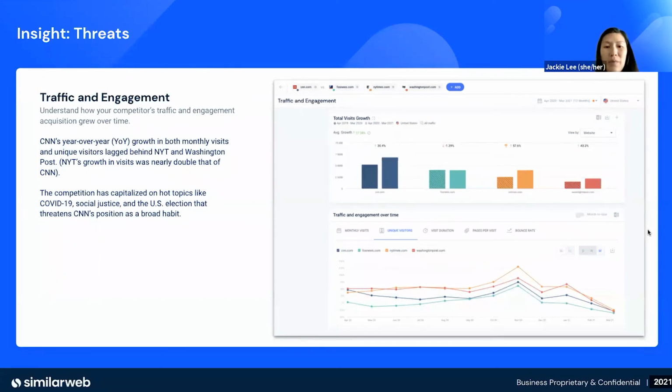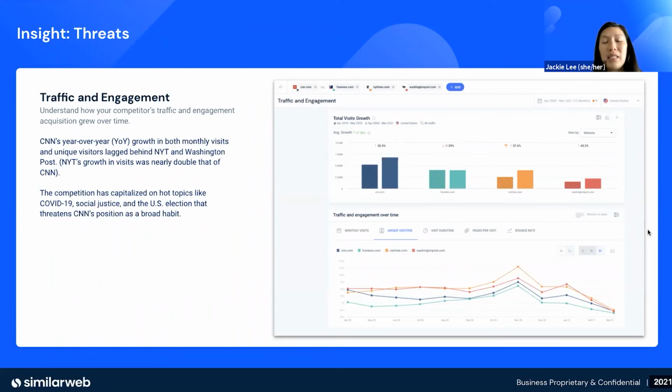What this tells us is that when you're looking at the actual time graph, you can see spikes during periods like the US election, like COVID-19 when it first started happening in March and April of last year. And when you're looking at the social justice protests in the spring, you can see that the competition has capitalized on those hot topics in a more unique way and in a way that was more attractive to this competitive set's shared customers than CNN's.